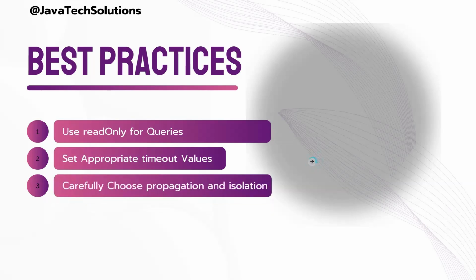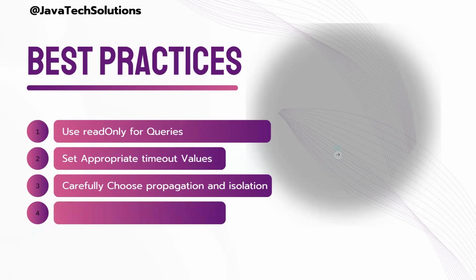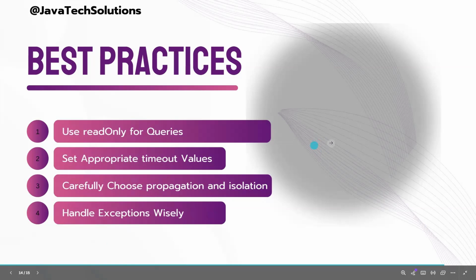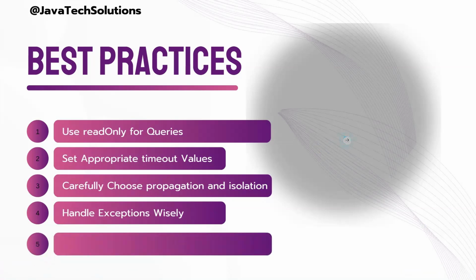Next one, carefully choose the propagation and the isolation type, right? Else it will cause a lot of issues in our transaction management. Also handle exceptions wisely so that it improves the system. And the last one is, once we have applied all these things, we need to monitor the performance of the system, so that if anything occurs, we can optimize the system so that no one faces locking or some kind of slowness issues in our system, right?